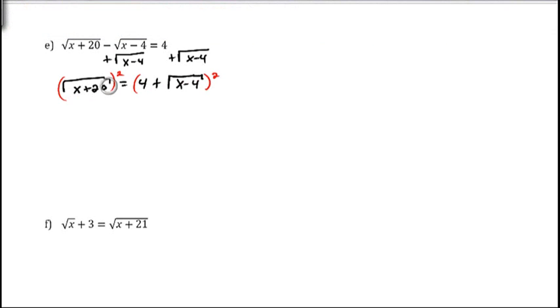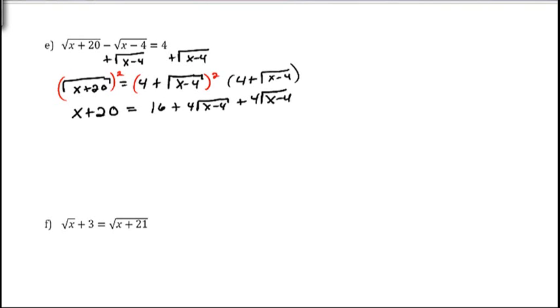And when we square the left-hand side, the square and the square root cancel each other out, so we're left with x plus 20. Here you have to remember to do FOIL. I oftentimes will just write my second term down alongside. And so 4 times 4 is 16. And 4 times the square root of x minus 4 is plus 4 times the square root of x minus 4.